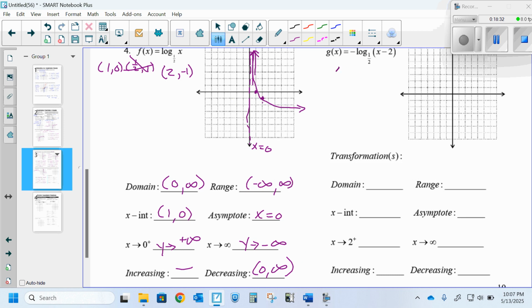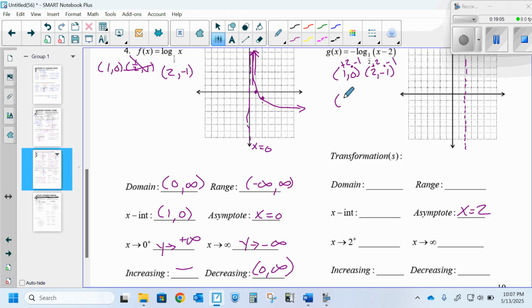Okay, so we're going to take our parent point, 1, 0, 2, negative 1. And this has two transformations. One is affecting the y values. You're going to multiply y values by negative 1. And this goes right 2. So add 2 to your x's. Now, what you just found out, this h value is your asymptote. It went right 2, so make sure you have a positive 2 here, not a negative 2.